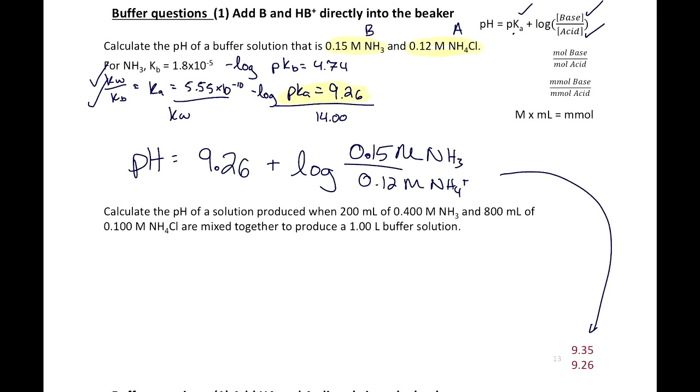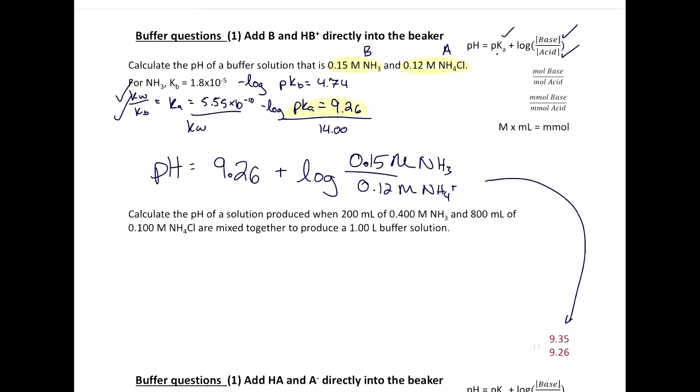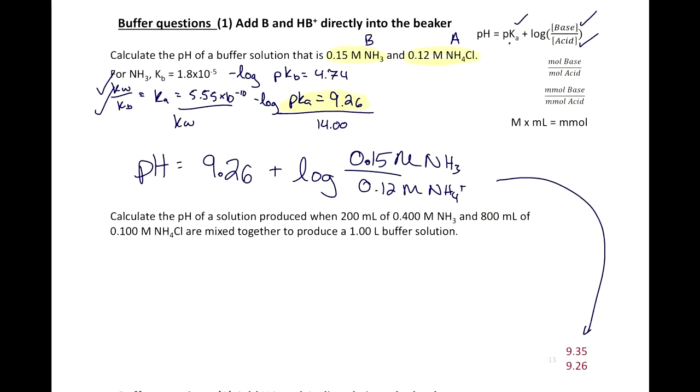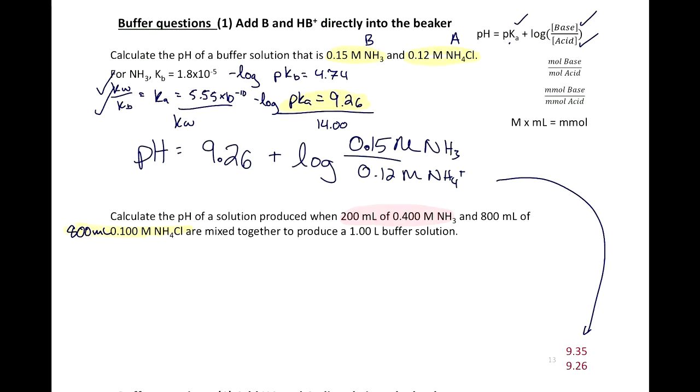All right, let's do one more. Let's calculate the pH of the mixture when we mix these things. So it looks like we're mixing unequal amounts: 200 milliliters of ammonia and 800 milliliters of ammonium. Do we want to put our base to acid ratio in molarity, or should we choose a different unit? Millimoles, yeah, let's do millimoles. Hopefully you get on board the millimole train. It's very nice and easy.